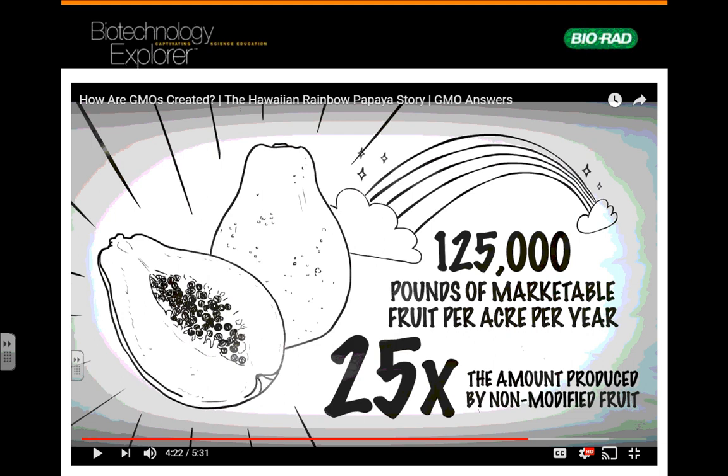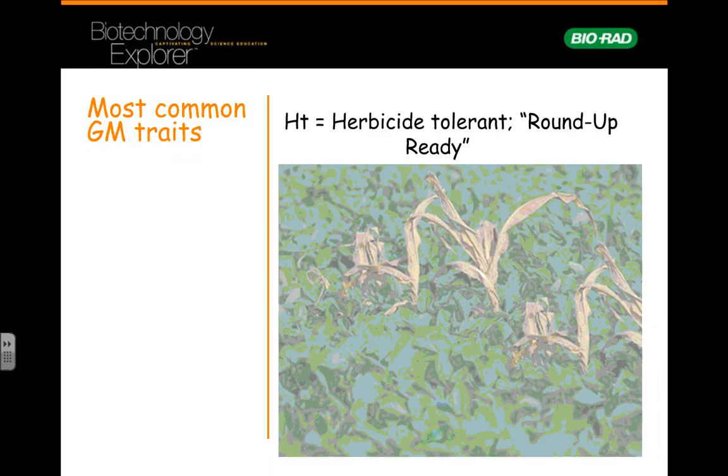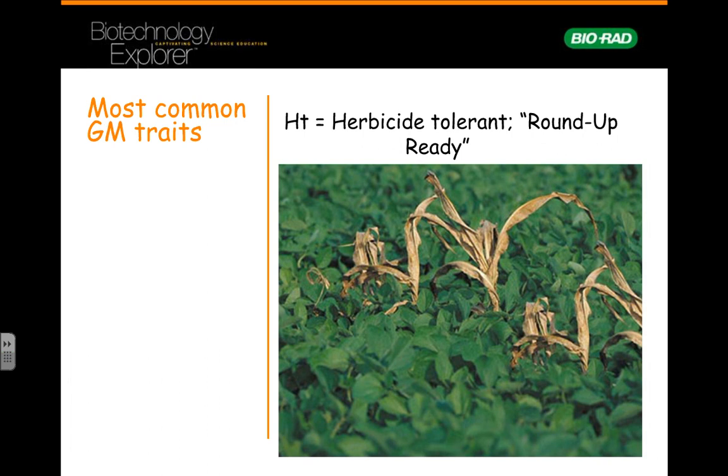In this case, what they found was that there are 125,000 pounds of marketable fruit per acre per year, 25 times the amount produced by non-modified fruit. And so a major improvement over where they were before with fruit that was infected with the virus. Now, in the continental United States, the two major common genetically modified traits are not papaya ring spot virus, being able to withstand that virus, but instead two other traits, one called HT.